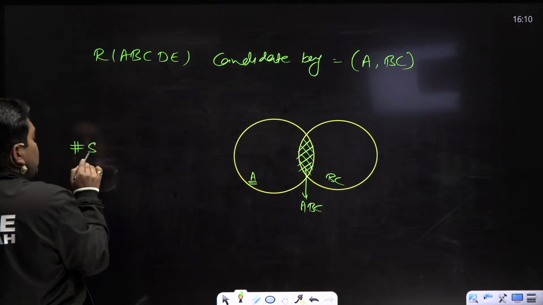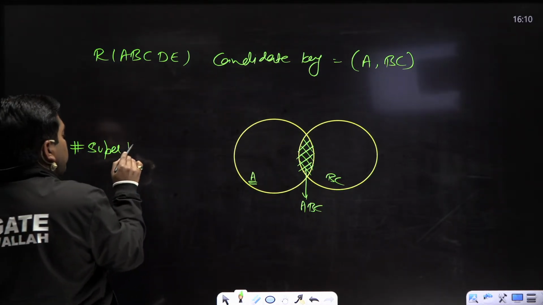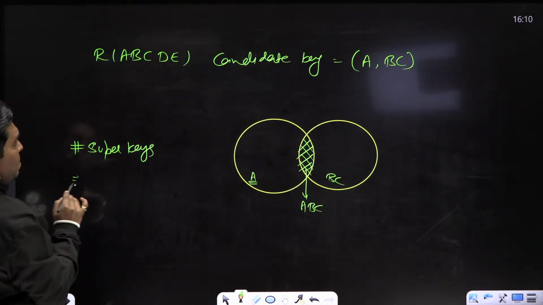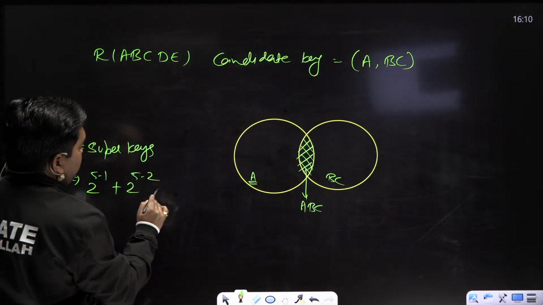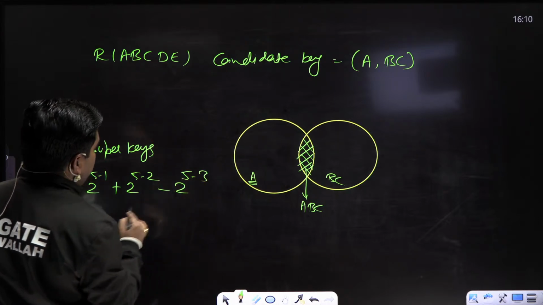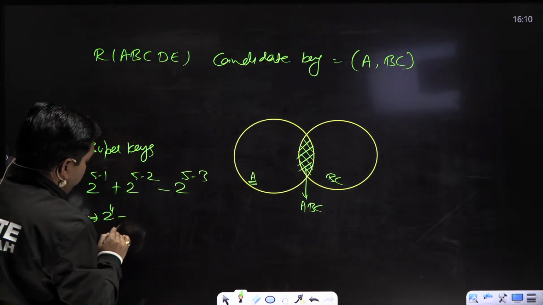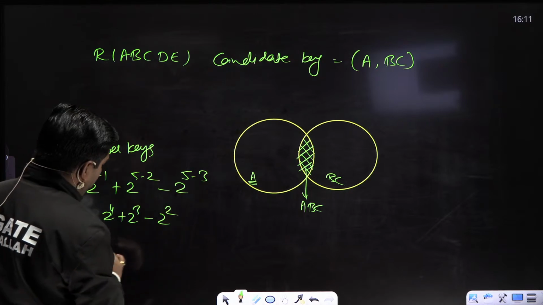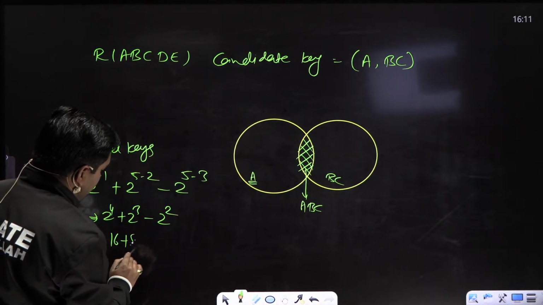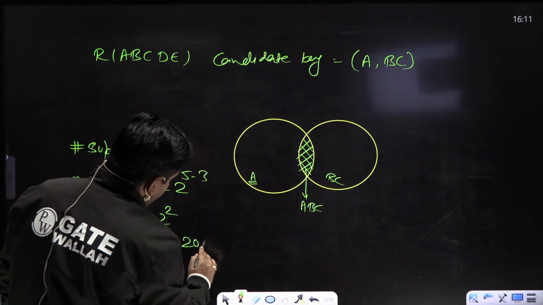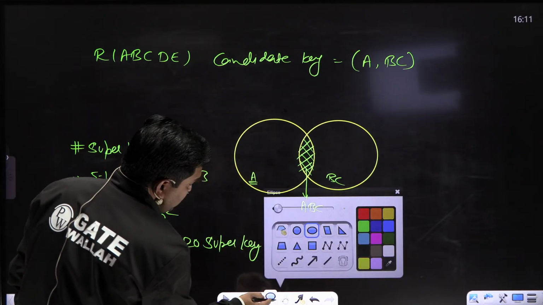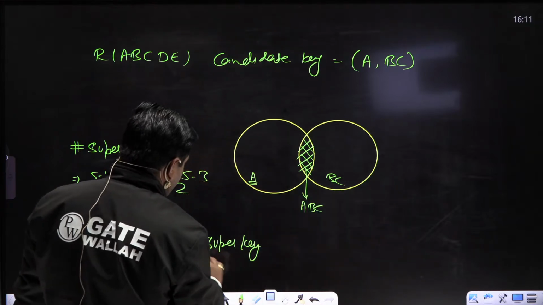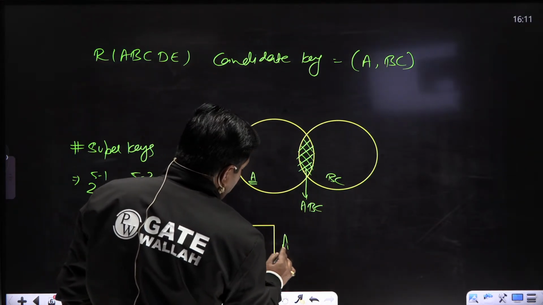The number of super keys is 2 to the power 5-1 plus 2 to the power 5-2 minus 2 to the power 5-3. That is 2 to the power 4 plus 2 to the power 3 minus 2 to the power 2. 16 plus 8 minus 4. 20 super keys is the right answer. Hope you get it.